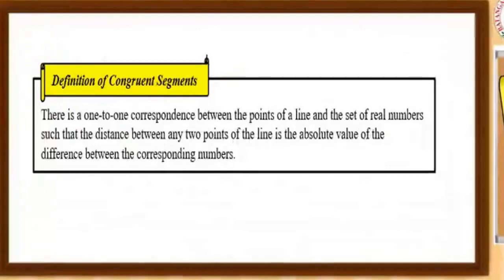Definition of congruent segments. There is a one-to-one correspondence between the points of the line and the set of real numbers such that the distance between any two points is the absolute value of the difference between the corresponding numbers.